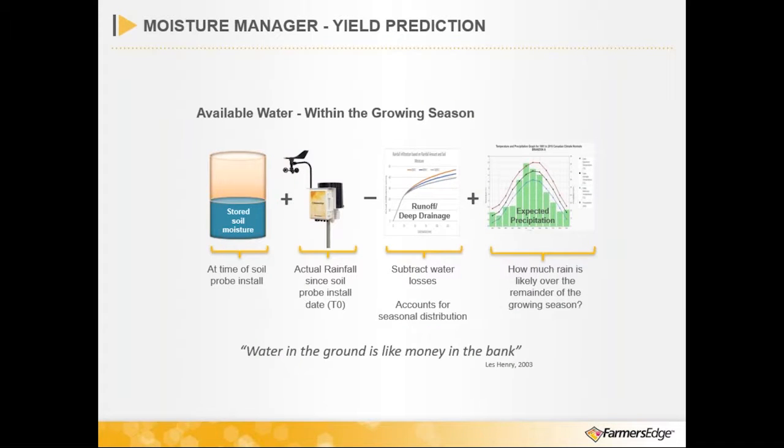So here's what we do. We go out, we take a soil sample at the beginning of the season when we install the probe, and we see how much water is in the soil, what is in the bank, so to speak. And then we use the weather station data throughout the course of the year, and we see, okay, this is how much rain has fallen. And then we also subtract water losses from runoff or deep drainage and all that stuff. So we're seeing how much comes in, how much goes out, how much flows out. And then we're also giving a prediction on how much rain is likely to fall over the rest of the growing season. So these are the factors that are going in.